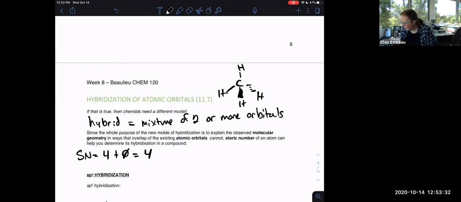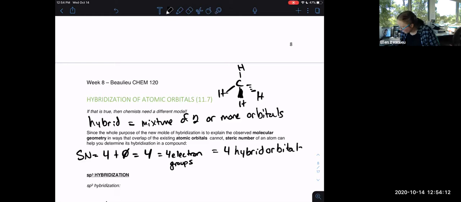That steric number means I have 4 electron groups around that carbon atom. Is everybody following me so far? I calculate that steric number. That steric number tells me that around that carbon, there are 4 different groups of electrons that need to occupy space as far apart as possible. That's how I get that tetrahedral geometry. Well, if I have 4 electron groups, then I also need 4 hybrid orbitals. The bonds that we observe in that structure are going to be constructed with hybrid orbitals.